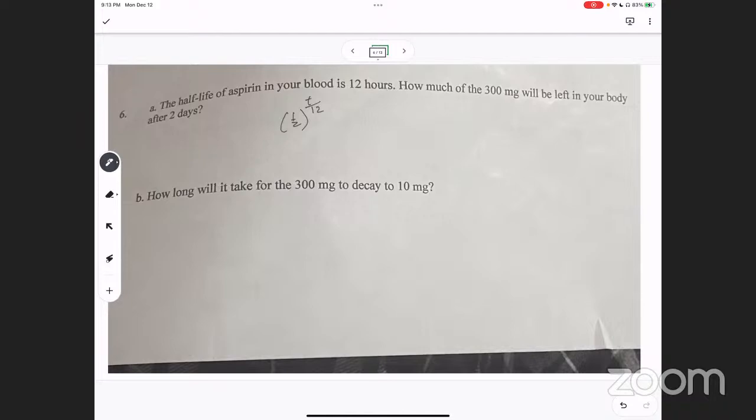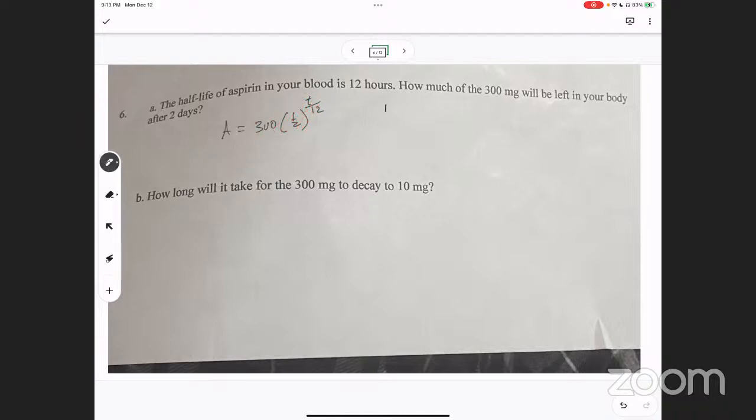How much of the 300 milligrams? So there's 300 milligrams when time is 0. So the amount that's going to be left in your blood when the time is 0 hours, what's 1/2 to the 0 power? What's anything to the 0 power? Oh, 1. So if I plug in 0 for T, all of this is going to just be 1, and your answer is going to be 300.